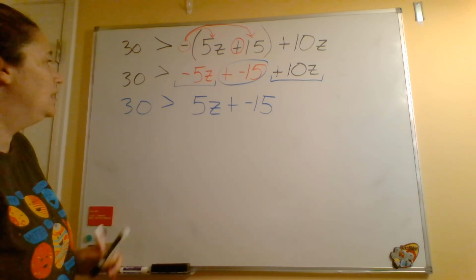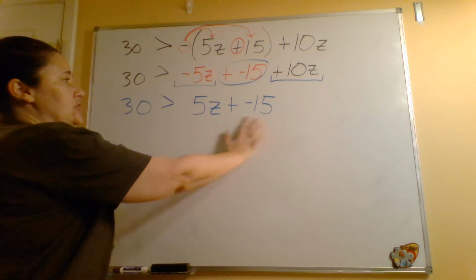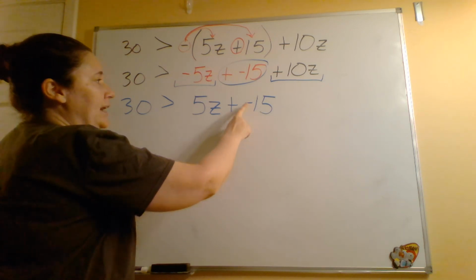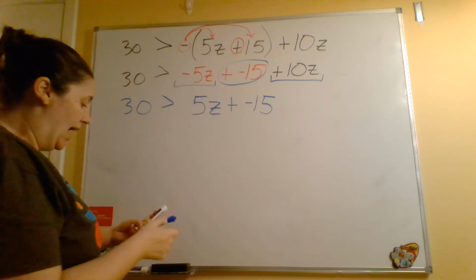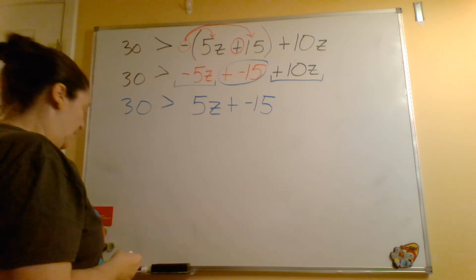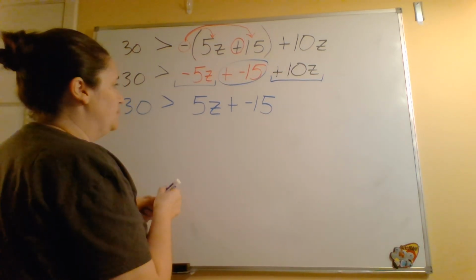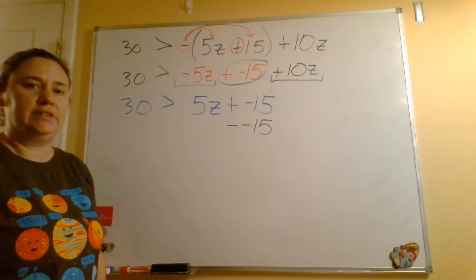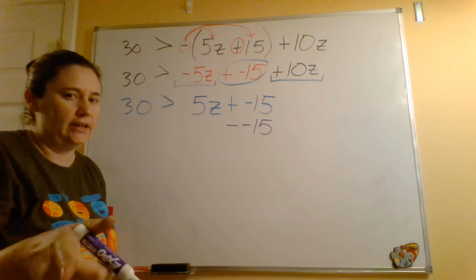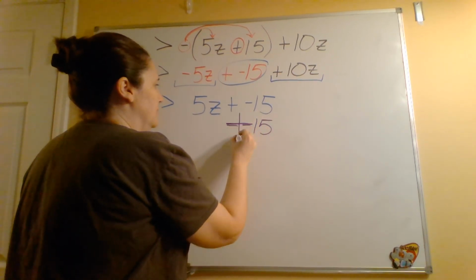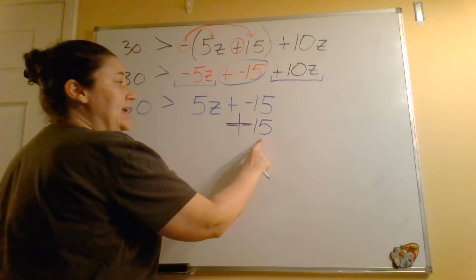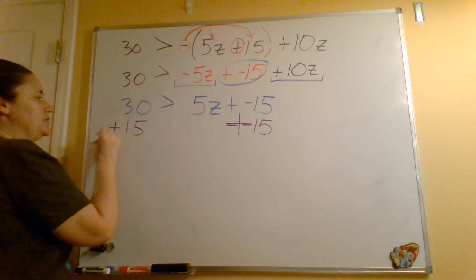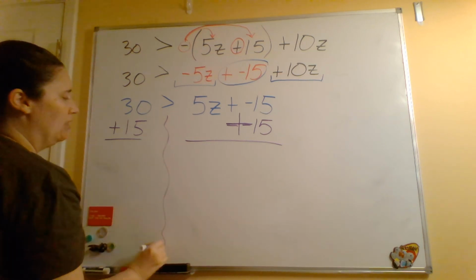Next step, I need to solve this two-step inequality. Z is being multiplied by 5, and they're adding a negative 15. The opposite of adding negative 15 is subtracting negative 15. Wait a second. What does subtract a negative make? A big plus sign. So subtracting a negative 15 is actually the same as adding 15. So we're really adding 15 to both sides of this inequality.